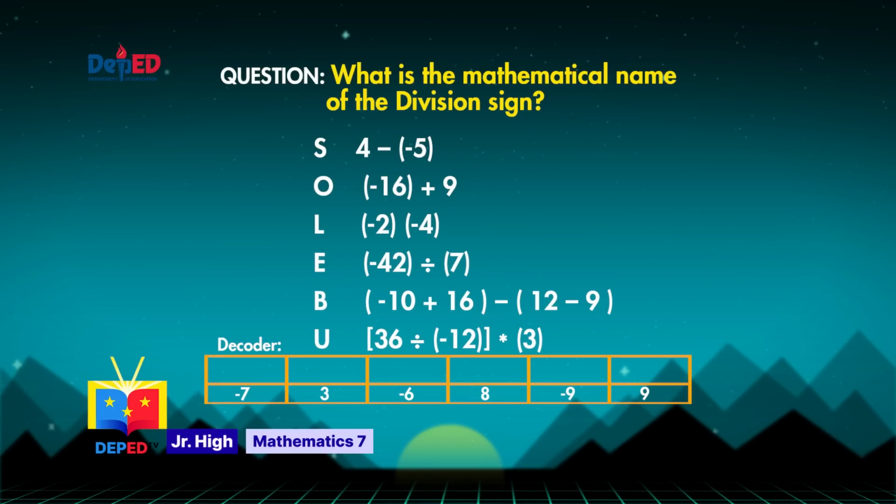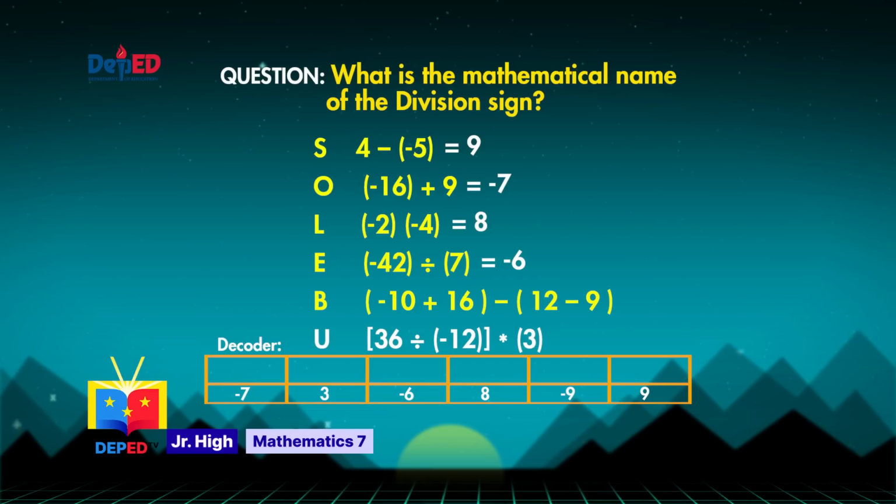Let us start answering. For S, 4 minus negative 5 is positive 9. For O, negative 16 plus 9, the answer is negative 7. For L, negative 2 times negative 4, the product is positive 8. For E, negative 42 divided by 7, the result is negative 6.